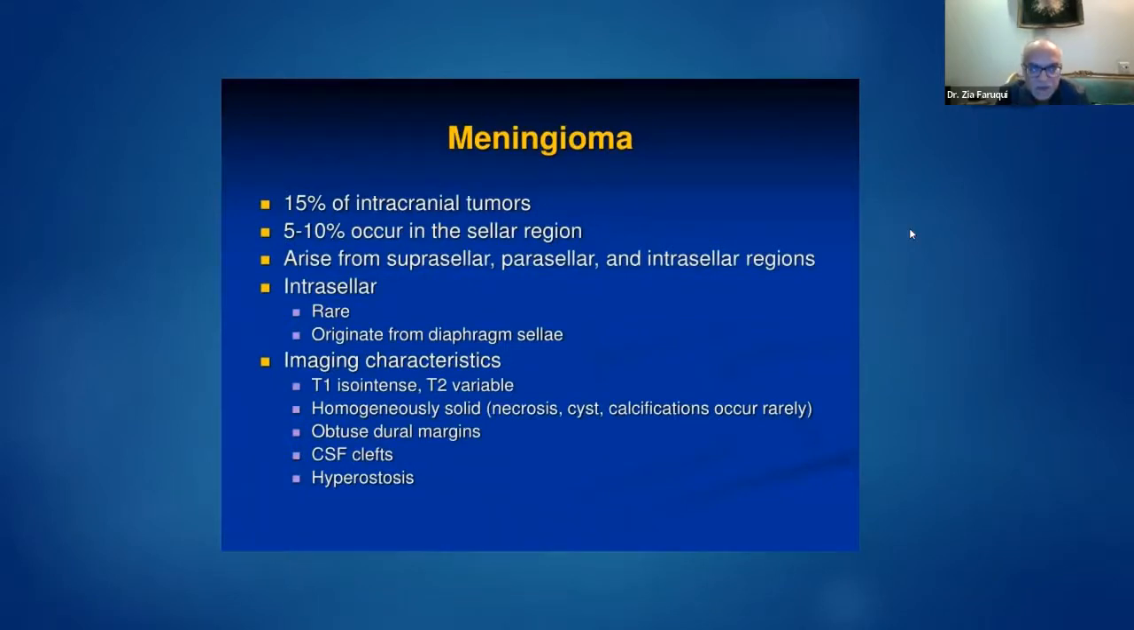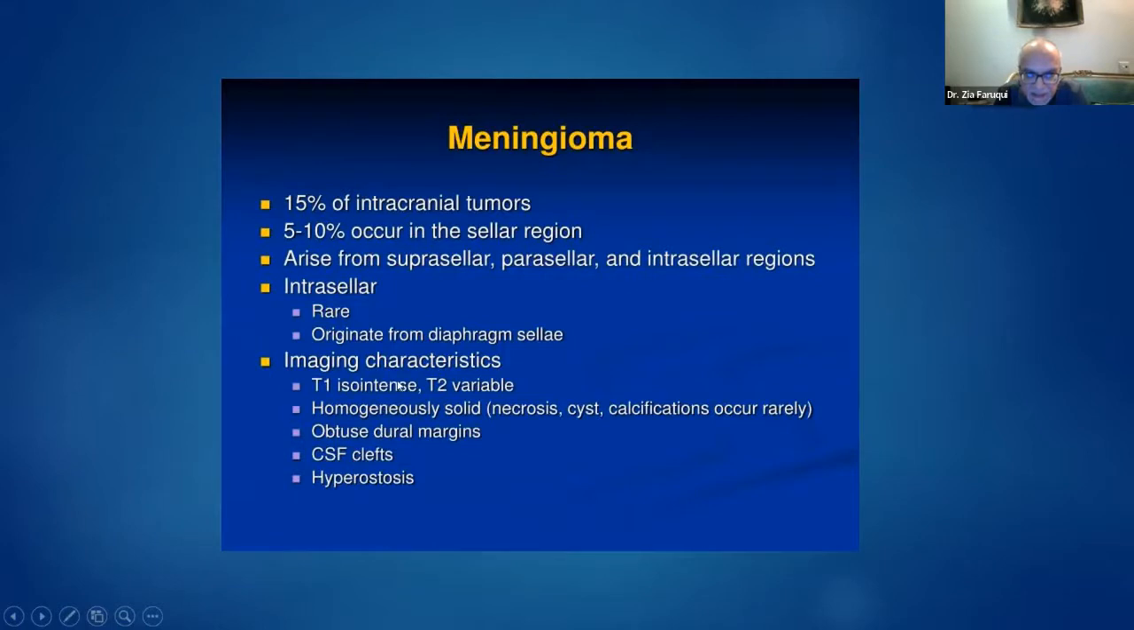Meningiomas are around 15 to 20% of intracranial tumors. Around 5 to 10% of these occur in the suprasellar region. They can be suprasellar, parasellar, or even intrasellar. Intrasellar lesions are rare, will originate from the diaphragma sellae, and these have fairly typical enhancement characteristics.